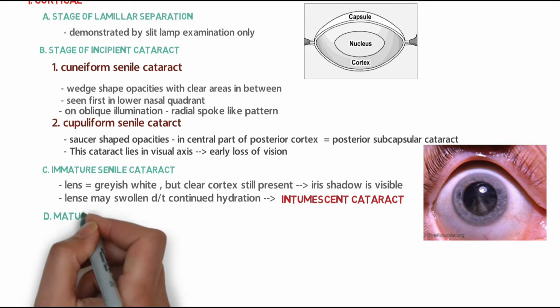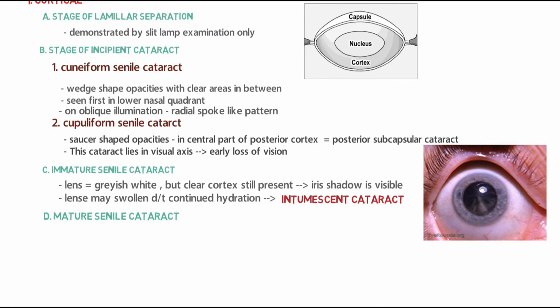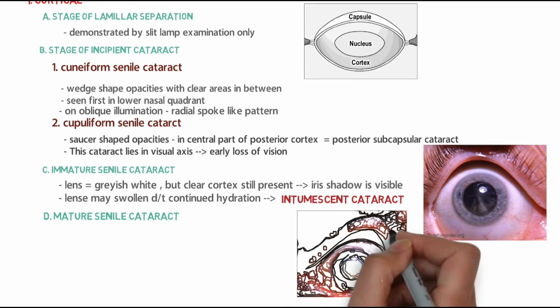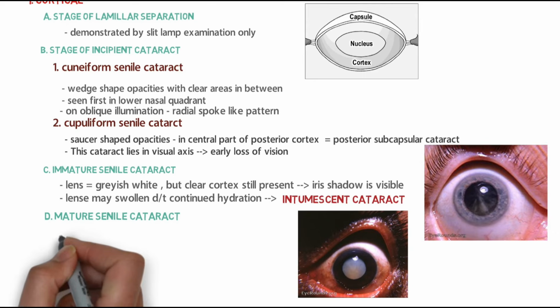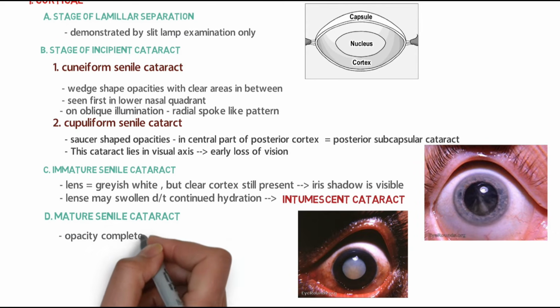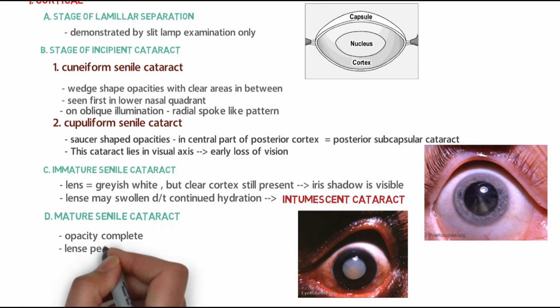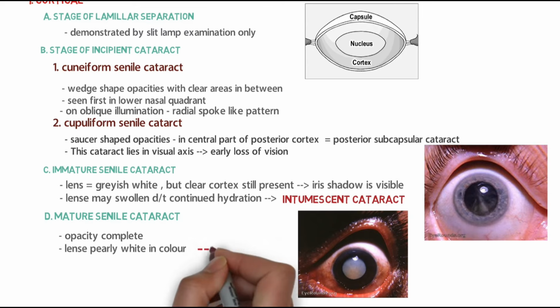Now the fourth stage is mature senile cataract. In mature senile cataract, look at this diagram. The opacification becomes complete, that is, the whole of the cortex is involved. So the opacity is complete. And look at this lens: the lens is pearly white in color. That's why it is called ripe cataract, because the opacity is complete.